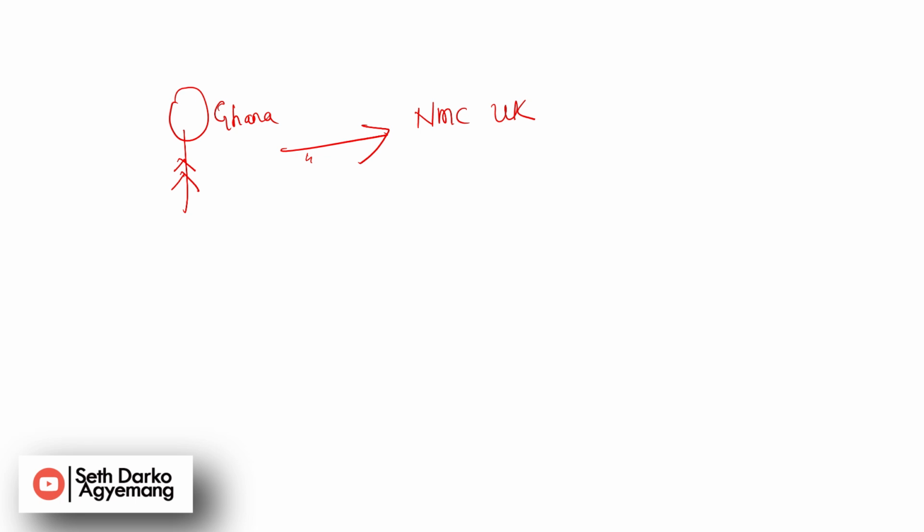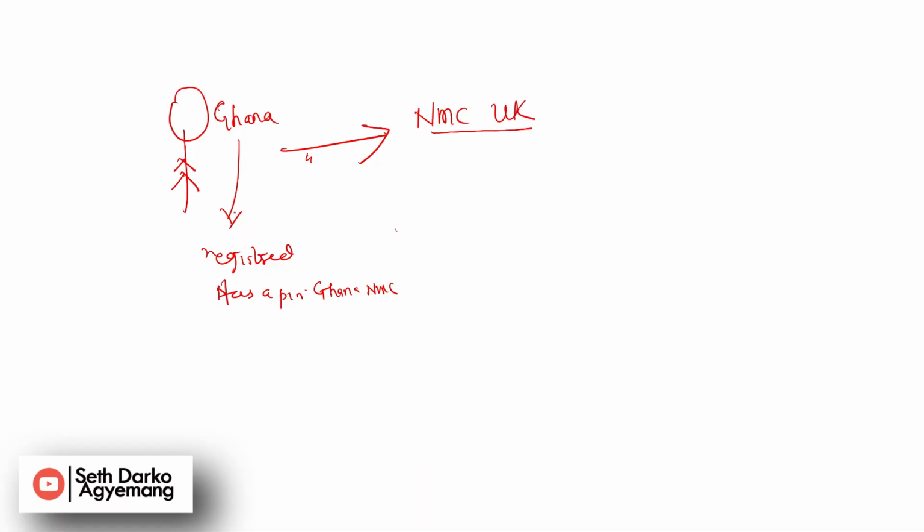Now, there is a series of processes you have to go through to even get to the point of writing the test of competencies. You've got to make sure that in your home country, this person is a registered nurse. What this means is that he has a PIN with the home country NMC. So let's say a PIN with the Ghana NMC. If you are from Nigeria, make sure that you have a PIN with the Nigerian NMC. If you are from Zimbabwe, the Philippines, wherever you are from, make sure that you're already a registered nurse in your home country. That is the first ticket for you to be able to register with the UK NMC.